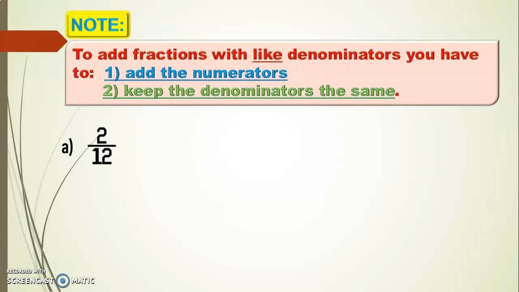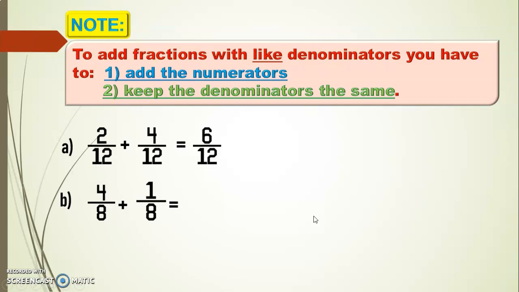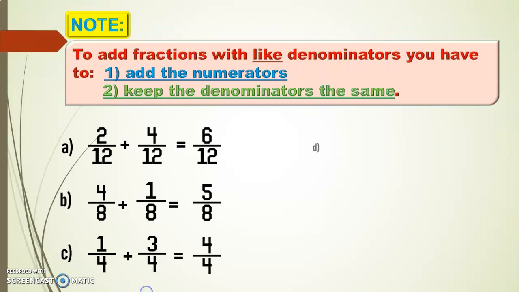Number A, 2 over 12 plus 4 over 12. It will be 6 over 12. Why? Because 2 plus 4 is 6 and we will keep 12 the same. B, 4 over 8 plus 1 over 8. 4 plus 1, it will be 5 and I will keep the 8 the same. C, 1 over 4 plus 3 over 4. 1 plus 3, it will be 4 and we will keep the 4, it will be 4 over 4.